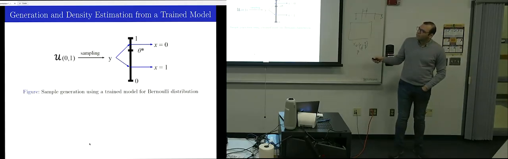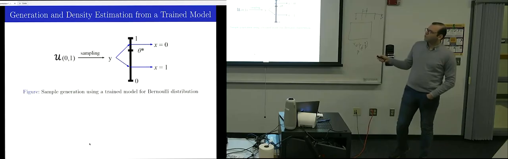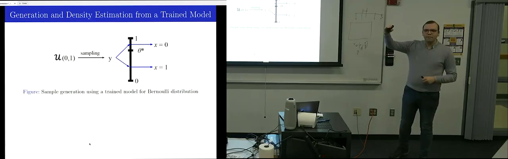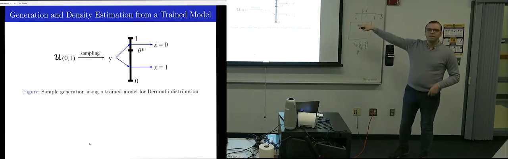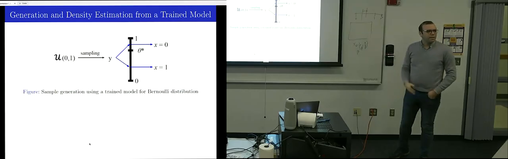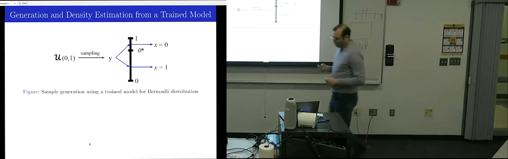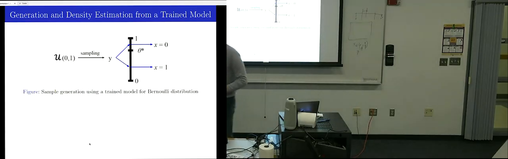So after having access to this theta, I look at the uniform data which is generated. If this data is between 0 and theta star, I output 1. And if it is greater than theta star and below 1, I output 0. So assume that theta star is equal to 1. What does it mean? You always generate 1. And it is similar to your coin, because the coin is always generating, for example, head.